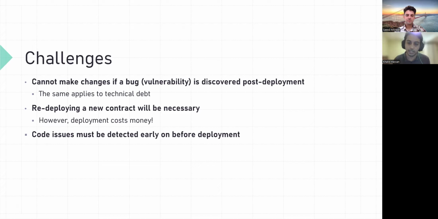Depending on the contract, these gas fees can be high, and so because of this, it is imperative that contracts are checked and that any issues with them are detected early on before they are deployed onto the chain.